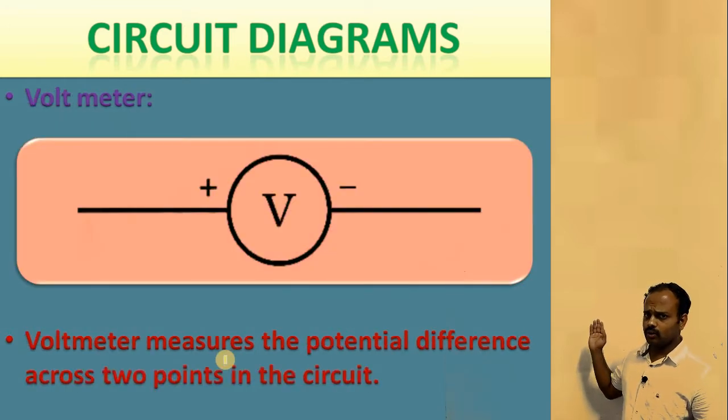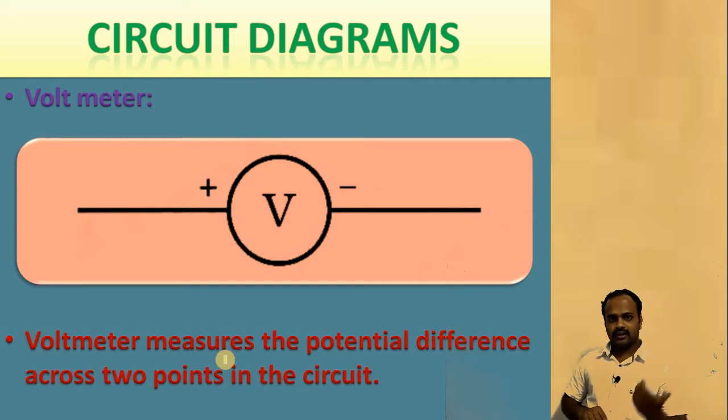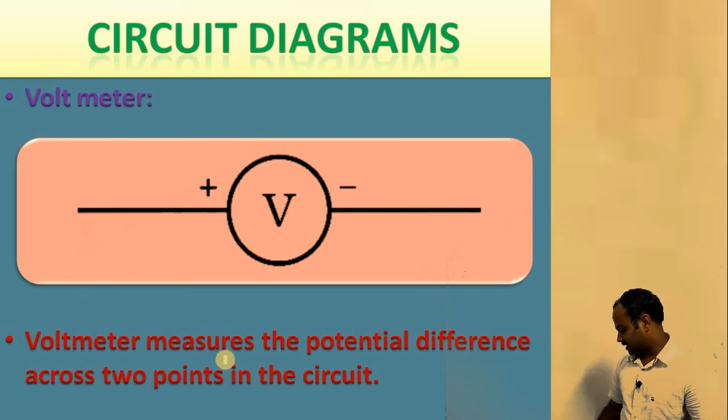Next is the voltmeter. Here you see the voltmeter: inside the circle a capital V, with positive and negative terminals. What is the function of a voltmeter? The voltmeter measures the potential difference across a conductor, or across two points, and it is always connected in parallel in the circuit.